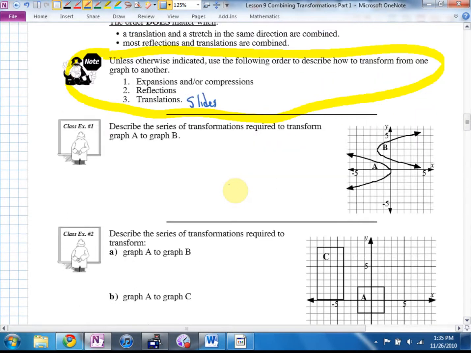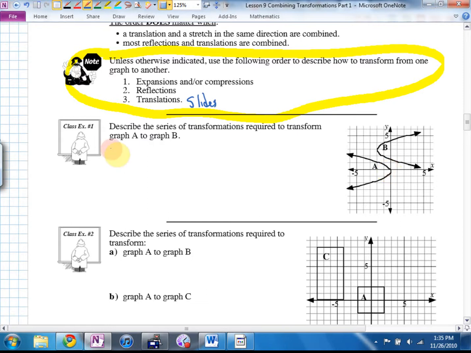Example 1 says, describe the series of transformations required to transform graph A to graph B. The first thing I'm going to ask is, were there any expansions, compressions here? I don't think that one of these graphs is fatter or thinner than the other graph. Were there any reflections here? I think definitely, what type of a reflection, horizontal or vertical?